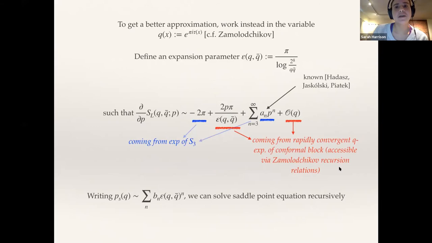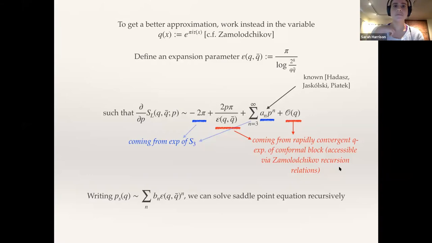by working in a new variable called q of x, which is defined as e to the pi i tau, where tau is this ratio of elliptic integrals of x that I presented earlier. The idea to use this variable was promoted by Zamolodchikov when he was discussing the computation of conformal blocks in Liouville theory. So conformal blocks converge extremely rapidly in this q variable. q takes values in the unit disk, and it converges everywhere except for small neighborhoods around the boundaries of moduli space.